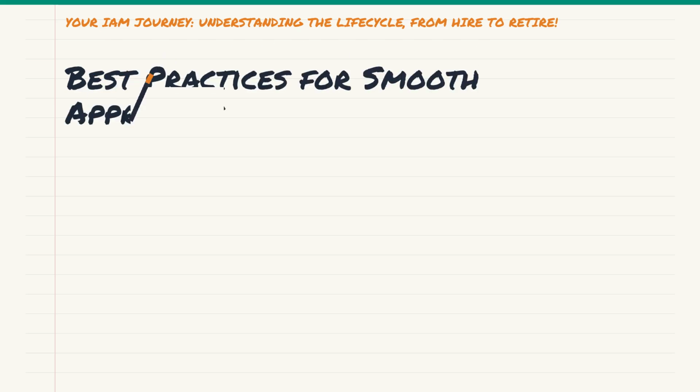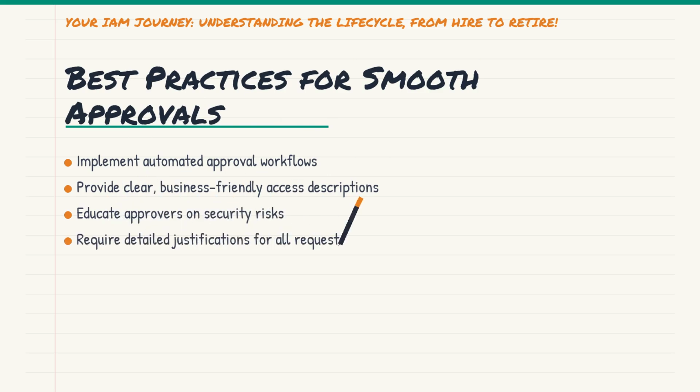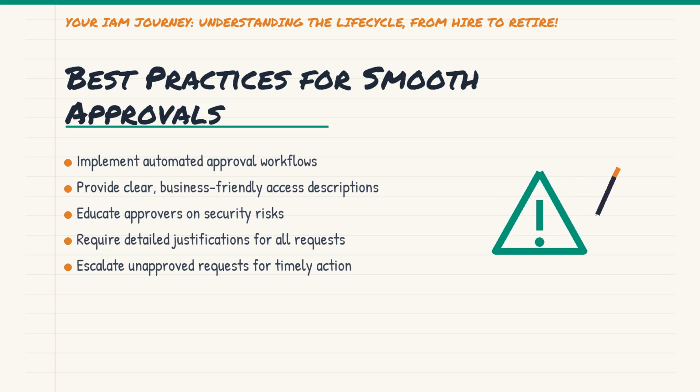To avoid those rubber stamp issues and delays, what should we do? First, streamline the process with automated workflows. An IAM system can route requests to the right approvers automatically, sending reminders and even escalating if approvals are overdue. Second, provide clear, concise information about what's being approved. Instead of technical jargon, use business-friendly role descriptions. Finally, encourage approvers to ask questions and challenge requests they don't fully understand. Education is key, making sure everyone knows the security implications of their approval decisions.